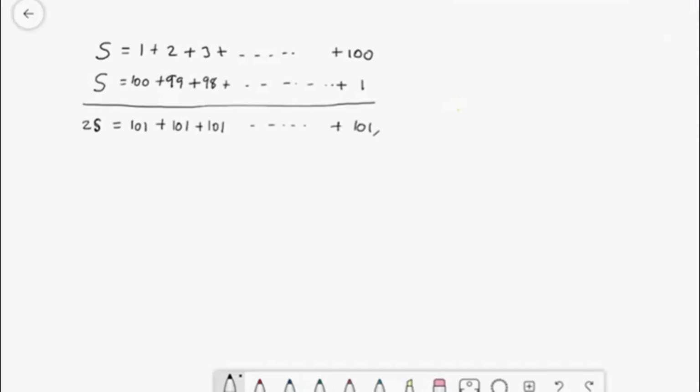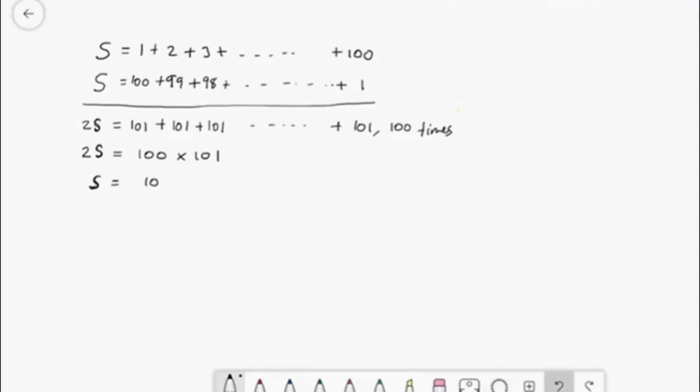So we can write 100 times 101 are coming. Adding 100 times 101 means 100 into 101, right? So this is 2S, not S, and we need to find only S. We don't want double the sum. To get S, we take this 2 to the right side. So what will we get in the next step? S is equal to that divided by 2.